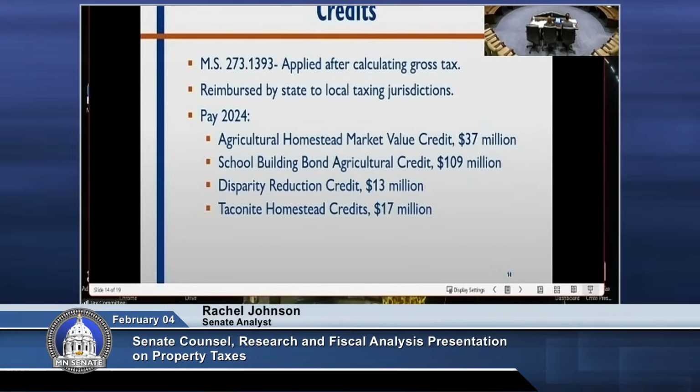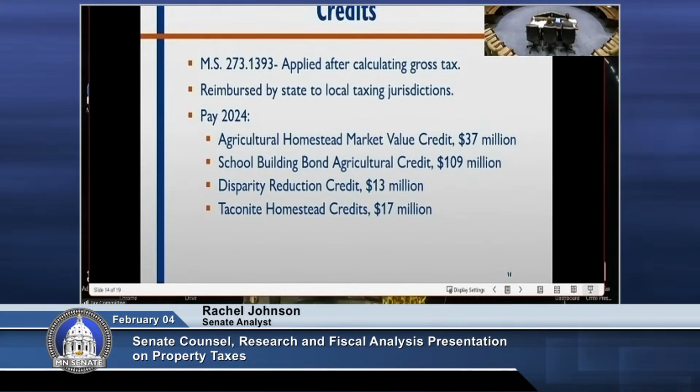Credits are another property tax relief mechanism, and those are paid from the state general fund to local governments as an open appropriation. They're applied after calculating the amount of a property's gross tax, and so they do not reduce the size of a taxing jurisdiction's tax base, and therefore they don't result in a shift of tax burden within a jurisdiction.